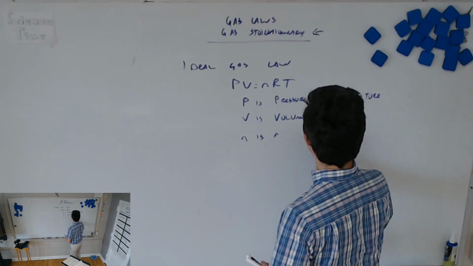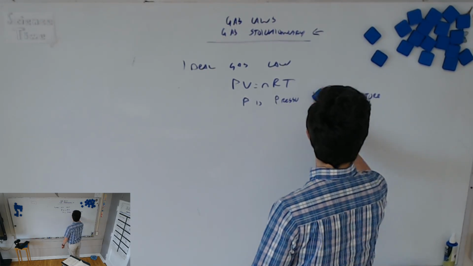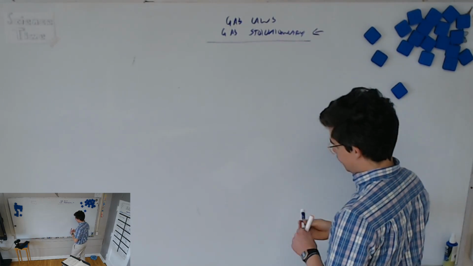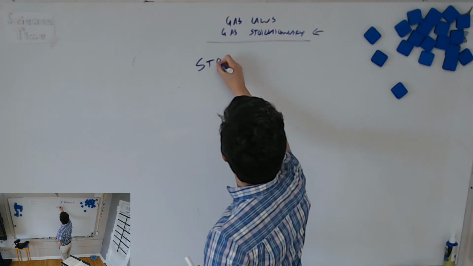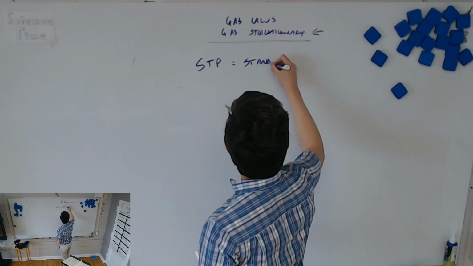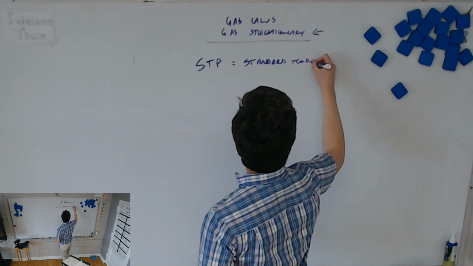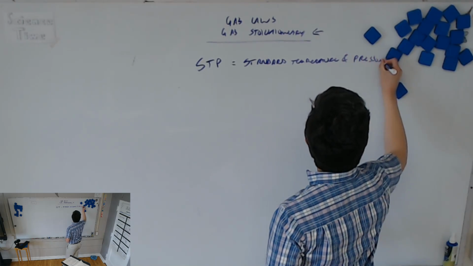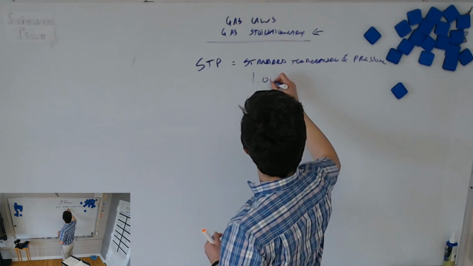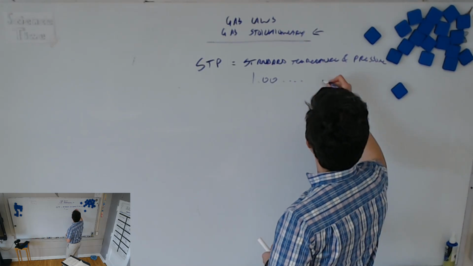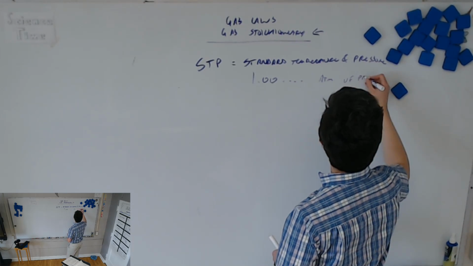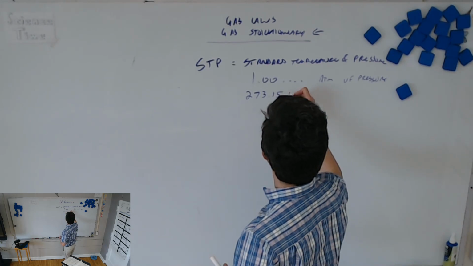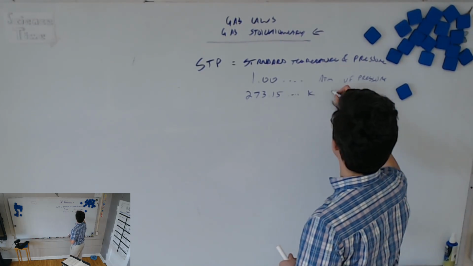Write this down first. STP stands for standard temperature and pressure. Write that down, please. We already have this written down. Okay, fine, but you write it down again. STP, standard temperature and pressure. And these are defined as 1.00 atmosphere of pressure and 273.15 Kelvin temperature.